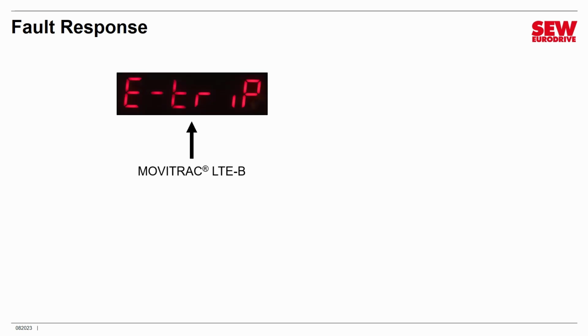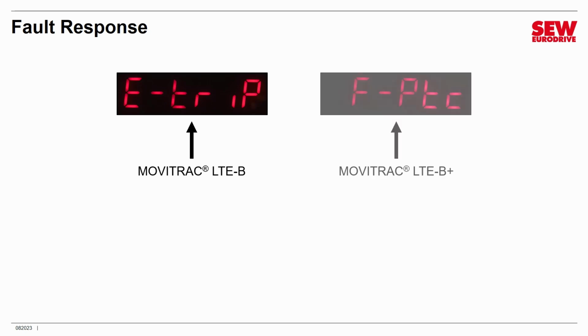Now what you get depends on the VFD that you have. If you have a MOVITRAC LTE-B, you'll get the generic E-trip message. If you have a MOVITRAC LTE-B+, you'll get a special message that will say F-PTC. That means you have a fault caused by the temperature sensor. So the message is a little more specific, but both messages essentially mean the same thing. The temperature sensor is tripped.